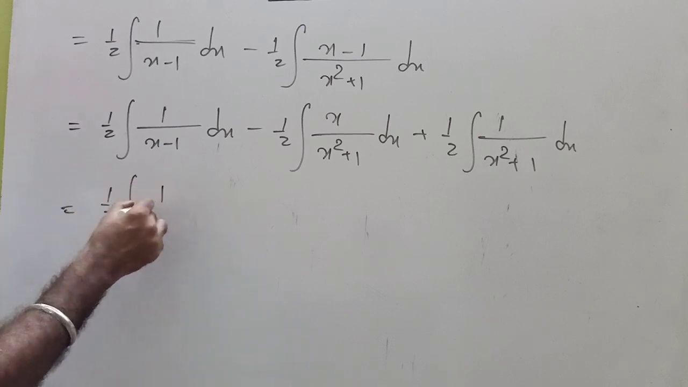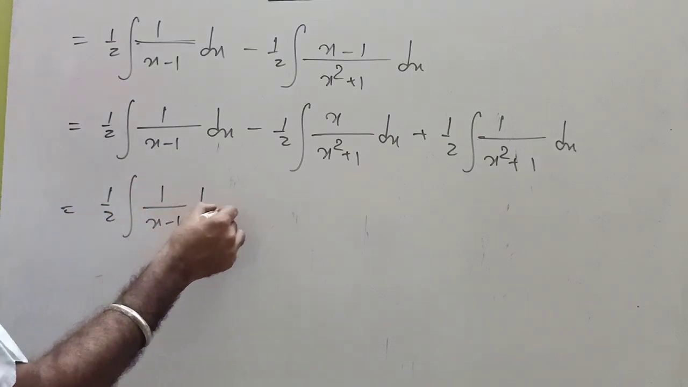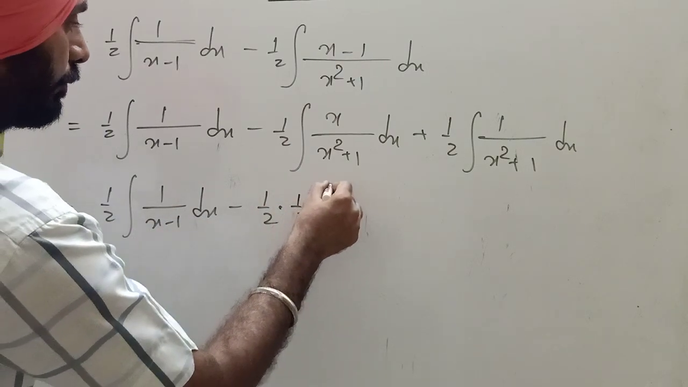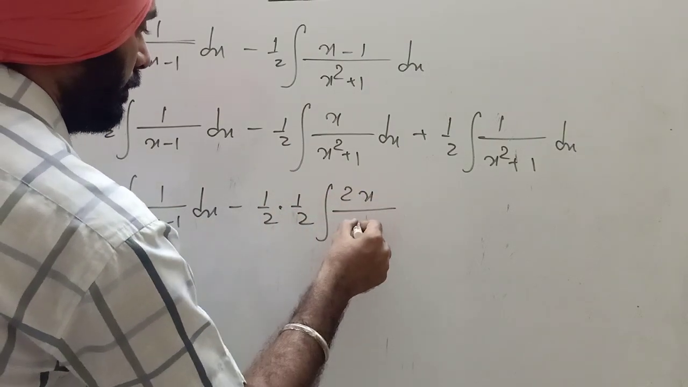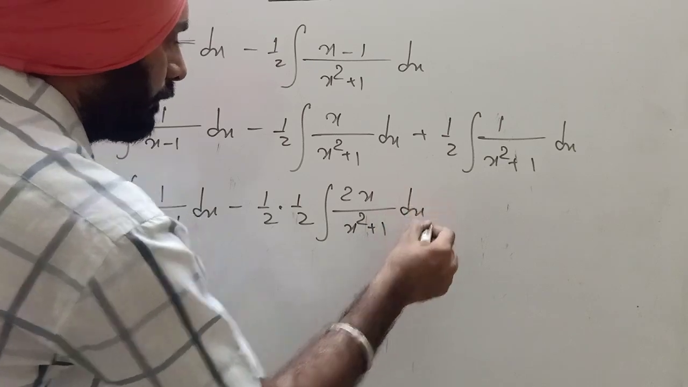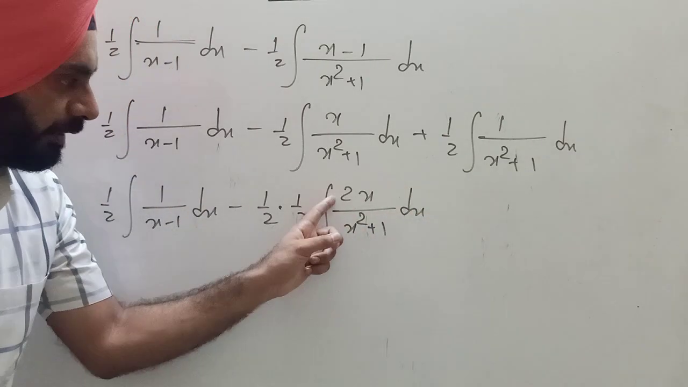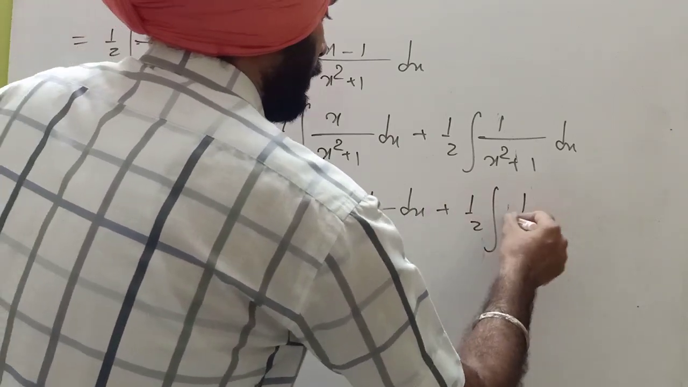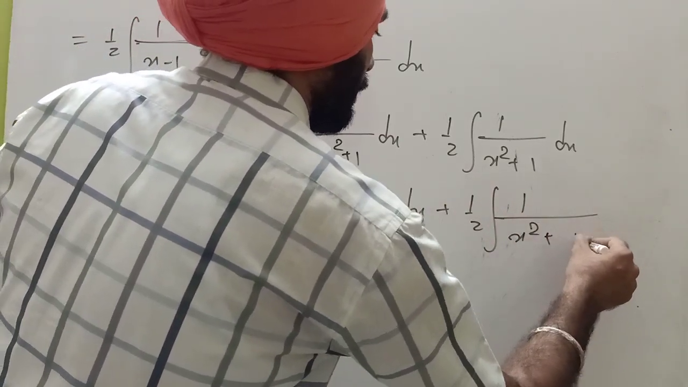The first term is the same, 1 over (x minus 1). Now multiply this term by 2 and divide by 2, because the derivative of the denominator is 2x. So we have made 2x a derivative. Plus 1 by 2 integral of 1 over (x square plus 1).